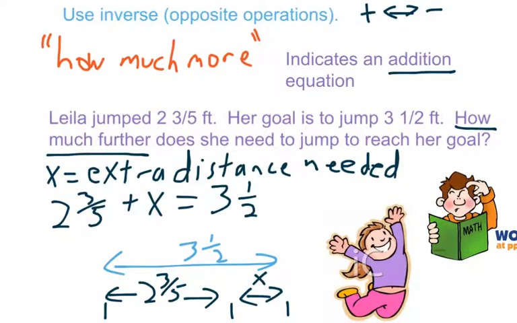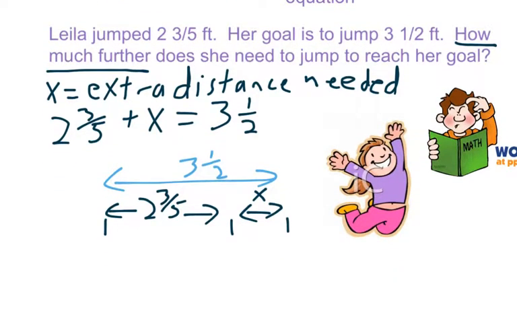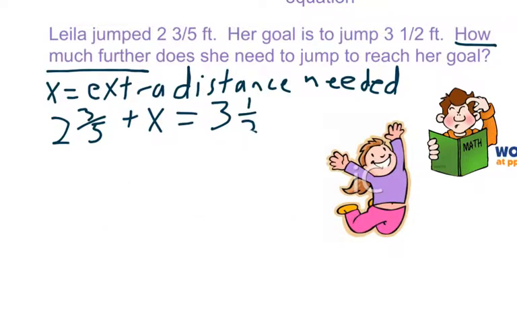Right, now that I have my equation, I'm going to use inverse operations. So I'm adding the 2 3/5 to x, so I'm going to subtract it to get rid of it. And I'll create a little room here. So minus 2 3/5, cancel, and then minus 2 3/5.